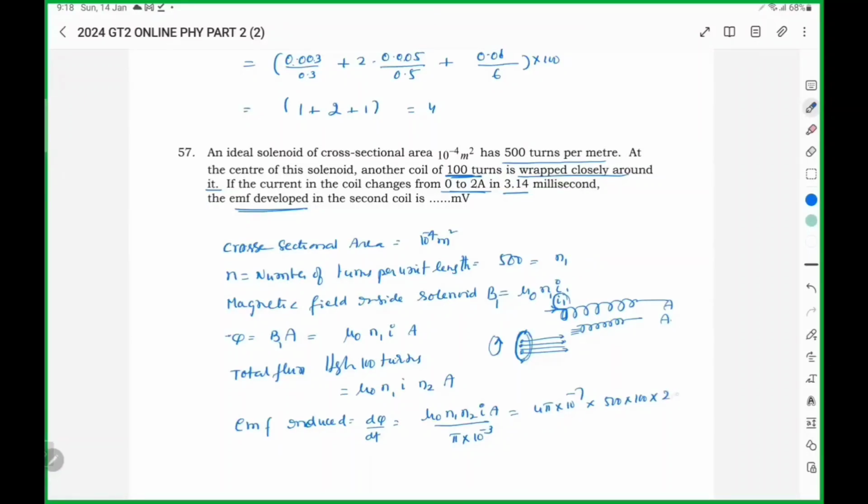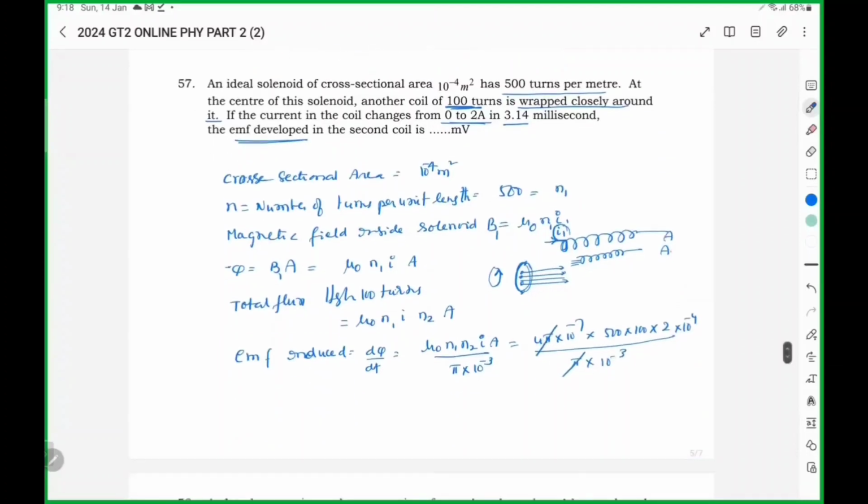And area of cross section is 10 power minus 4 by pi into 10 power. Y gets cancelled out. So 10 power minus 3, 10 power minus 1 times 4 into, here 2 zeros, it is 10 power minus 3. 20 into 2, 40 into 10 power minus 4, which is nothing but 4 into 10 power minus 3 volts. This is the EMF induced in the second coil.